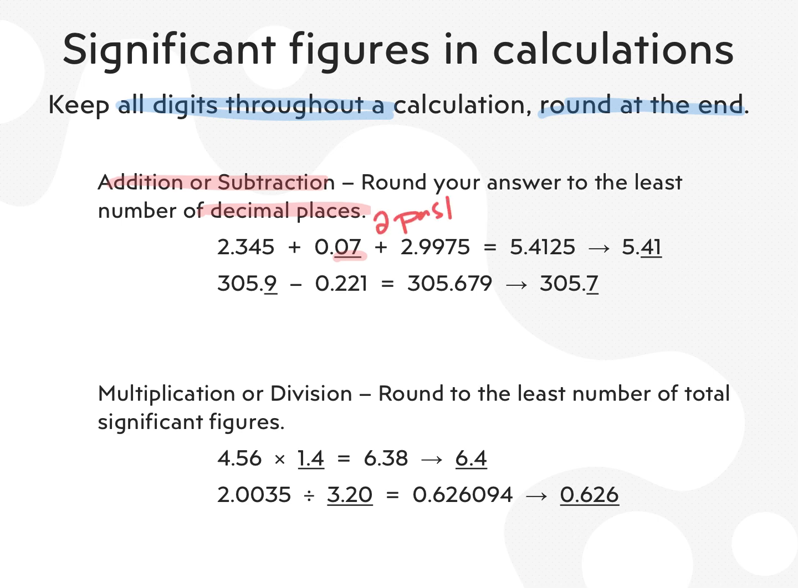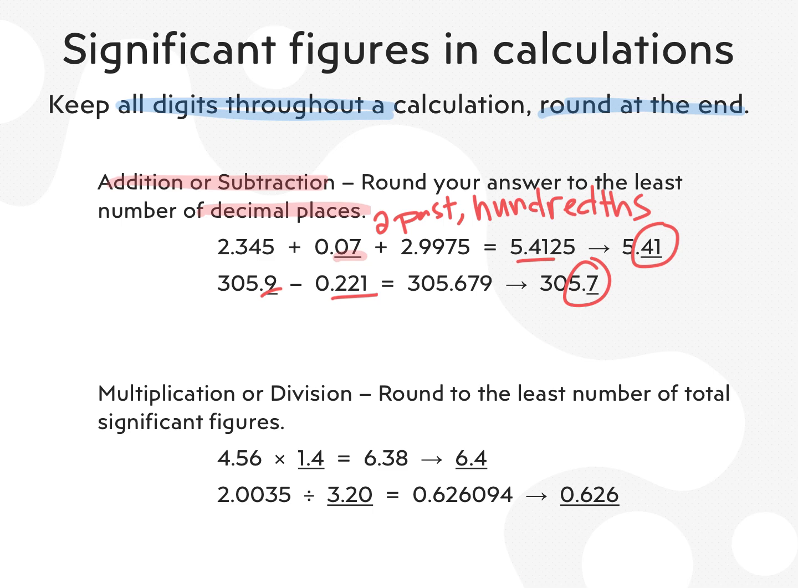And so 2 digits past is the hundredths place. And so my answer is going to round to the hundredths place because the least is the hundredths place. Here I've got the tenths and I've got the thousandths. The smallest of those is the tenths, so my answer is going to round to the tenths place when I am adding or subtracting. That's different from multiplying or dividing.